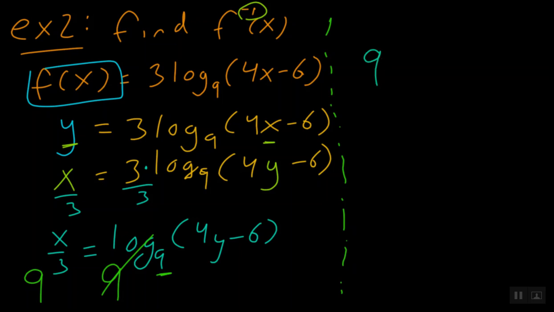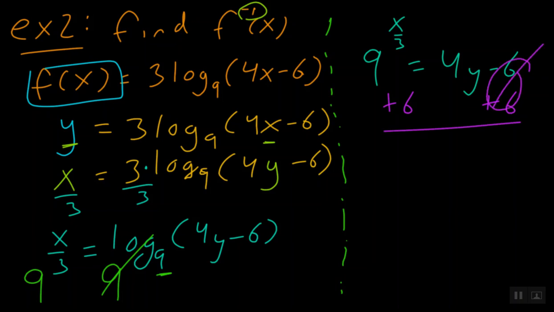So now I'm just going to write 9^(x/3) is equal to 4y minus 6. Now from here, how do I get rid of that minus 6? Well, of course, I add 6. Guys, we're just doing basic algebra at this point. It's a two-step equation. And I say, okay, well, I've got 9^(x/3) plus 6 is equal to 4y.